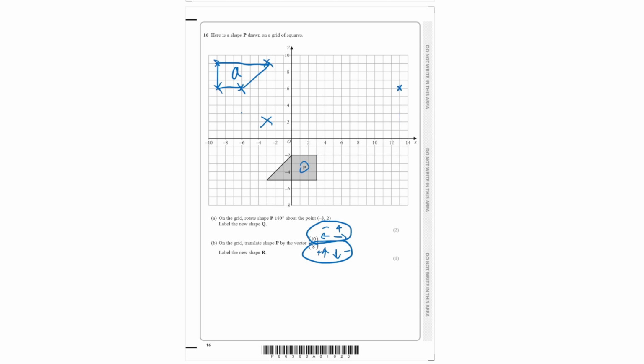But notice how we only translate the shape. That means the shape does not change in any size. It remains the same. So we can actually just draw it exactly as is. If this is 3 down, we can simply write 3 down. If this is 3 across, we can simply write 3 across. And this is 6 across, we can write 6 across. We simply connect the lines, and we write here shape R.